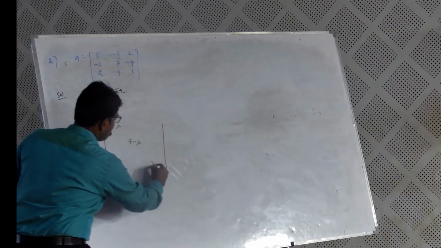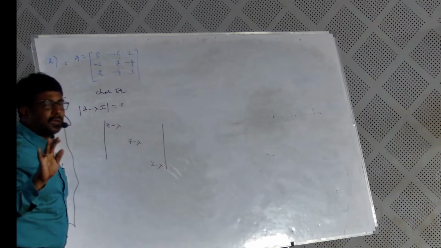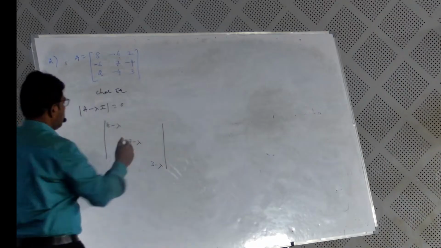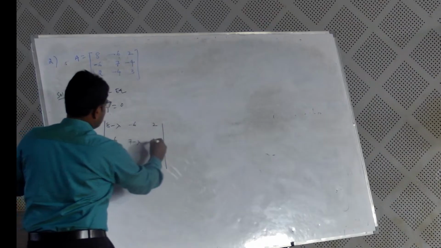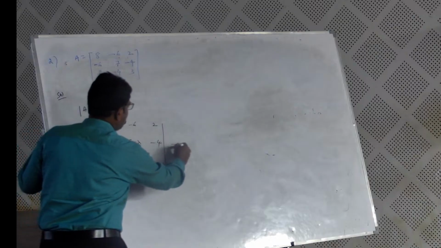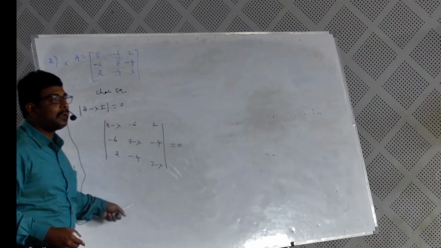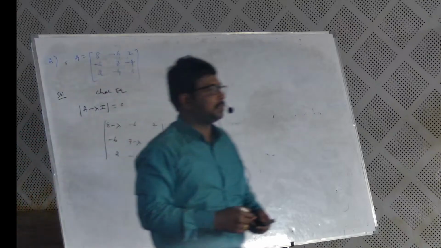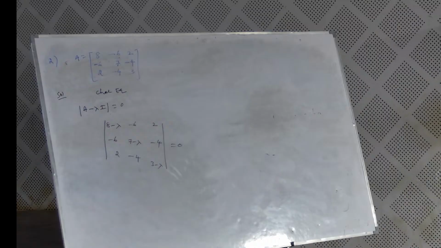Next, only the diagonal will be affected. Is there any change in the non-diagonal? No. What are the non-diagonal? Minus 6, 2, minus 6, minus 4, 2, minus 4, equal to 0. And later you clearly expand and get a third degree equation. It gives a third degree. Just the matrix determinant.